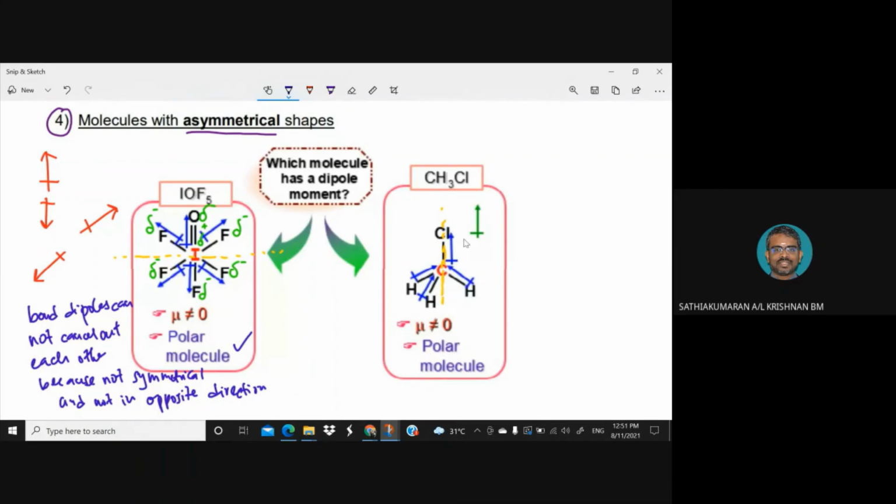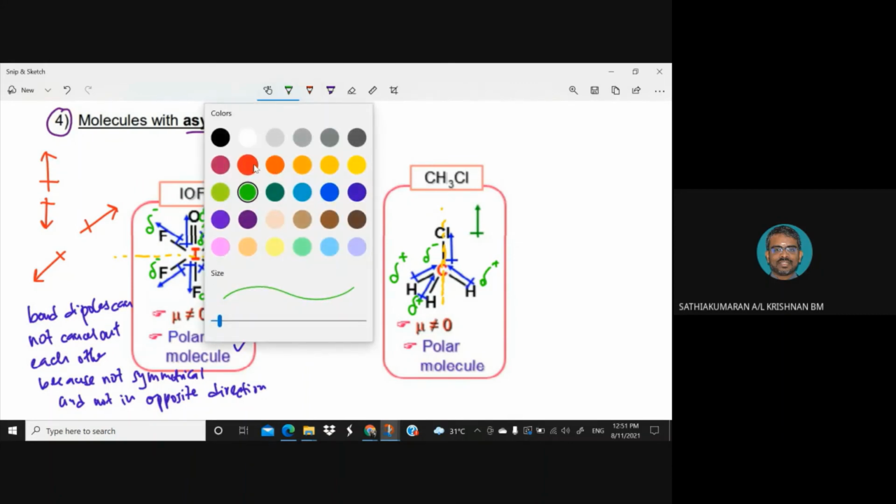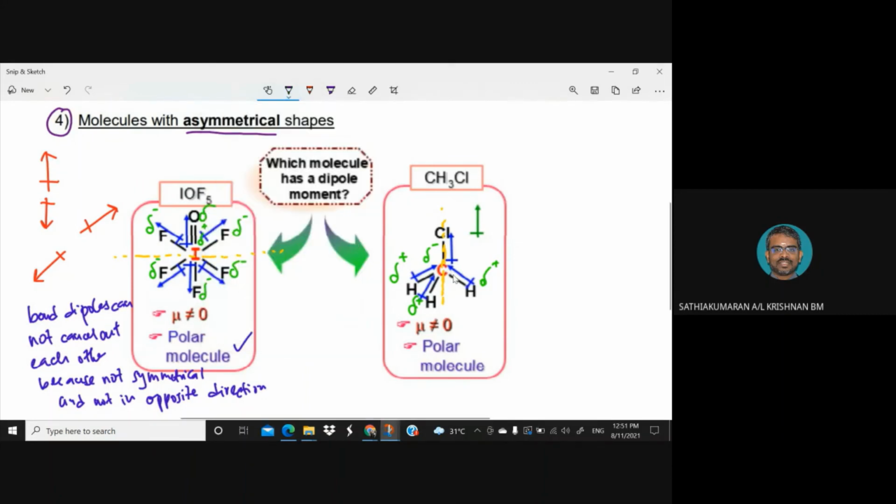Let us see another example here. CH3Cl. Let me label the dipole. Carbon and hydrogen: carbon is more electronegative, hydrogen less electronegative, so hydrogen is delta positive. Okay. Now you see here, carbon and chlorine. Which one is more electronegative? Chlorine. So chlorine will be delta negative, and carbon will become delta positive.